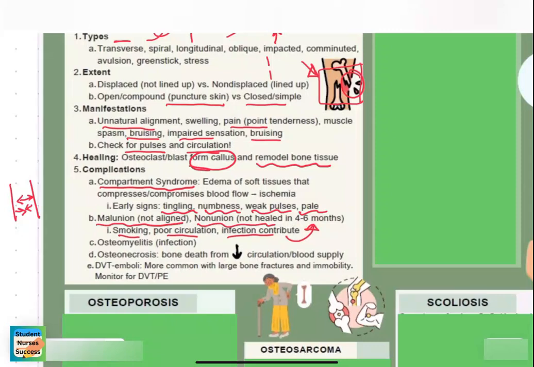And then our other complication is a DVT, or a deep vein thrombosis, that if it breaks off can lead to an emboli, usually a pulmonary emboli. We see this more common with large bone fractures, maybe like femur fractures. Or if the patient is immobile for an extended period of time, then we know that that immobility causes stasis of blood flow and you can develop a clot. Patients may be on anticoagulant therapy, and if they can get up and start moving around, that would be helpful. So we should always monitor for DVT and pulmonary emboli.